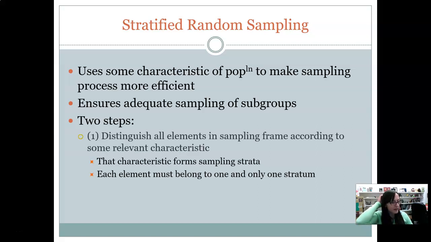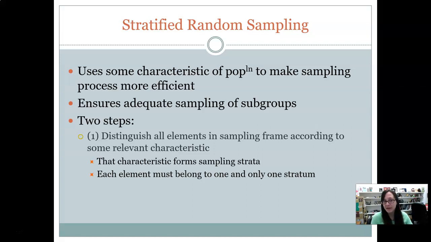So you would first distinguish all the elements in the sampling frame. Again, you have to start with a sampling frame, the list of all the people in your population. You would want to distinguish all of the people in the sampling frame according to whatever that relevant characteristic is. That characteristic is going to form what we call the sampling strata. For example, I might want a certain demographic representation, whether we're talking about age or race or gender or socioeconomic status, that might be the characteristic.